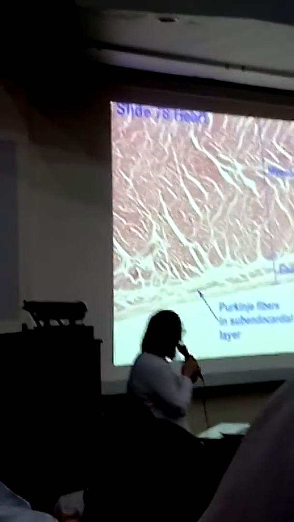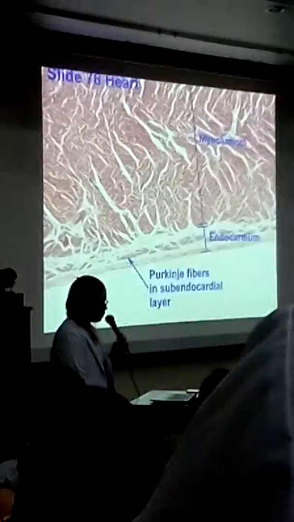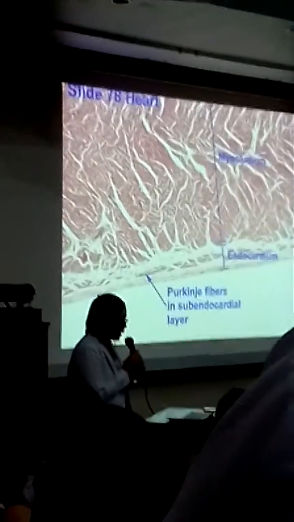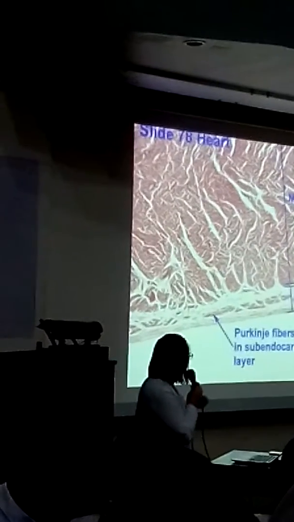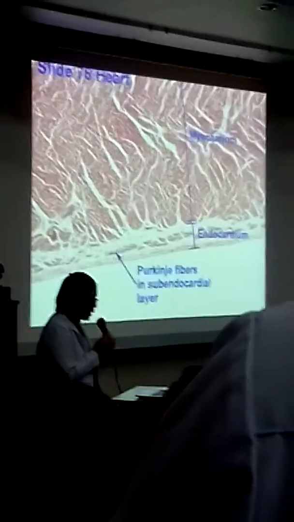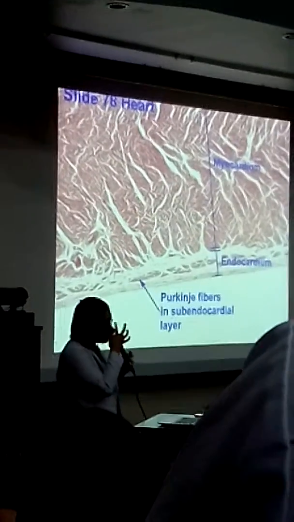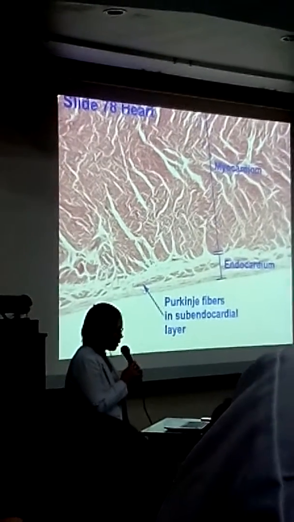So for the Purkinje fibers, they are modified cardiac muscle. They are larger fibers compared to your cardiac muscle, but fewer in myofibrils, making them paler in appearance in comparison to that of the cardiac muscle. So the myocardium is composed basically of the bulk of your cardiac muscle.